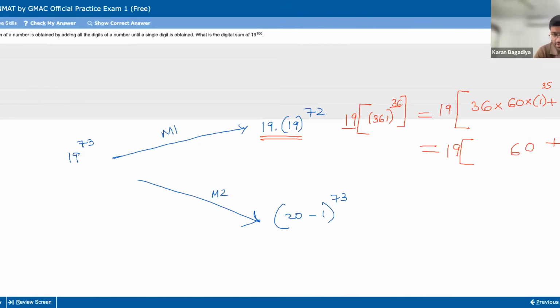And see, the third digit is not important, even if that 19 additionally is there, because that won't affect the last two digits still. So I'm still going for the last two digits of what's inside the bracket, and then we'll use the 19. So 361, the 3 was useless. 61 raised to 36, right? Which is 36 into 60 into 1 raised to 35 plus 1 raised to 36 simply. Check. Are we okay till here?